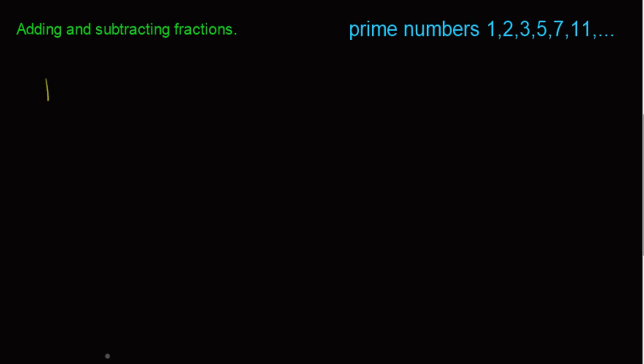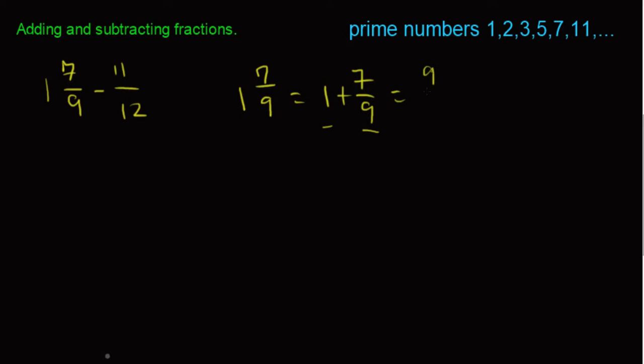We want to subtract 1 7/9 minus 11/12. Make a note that 1 7/9 is the same as 1 plus 7/9. Say I have a 9-piece pie. I have 7 pieces left here. Here I have all 9 pieces left. What I'm trying to say is that I have 9 out of 9 plus 7 out of 9. Altogether I have 16 slices out of 9.